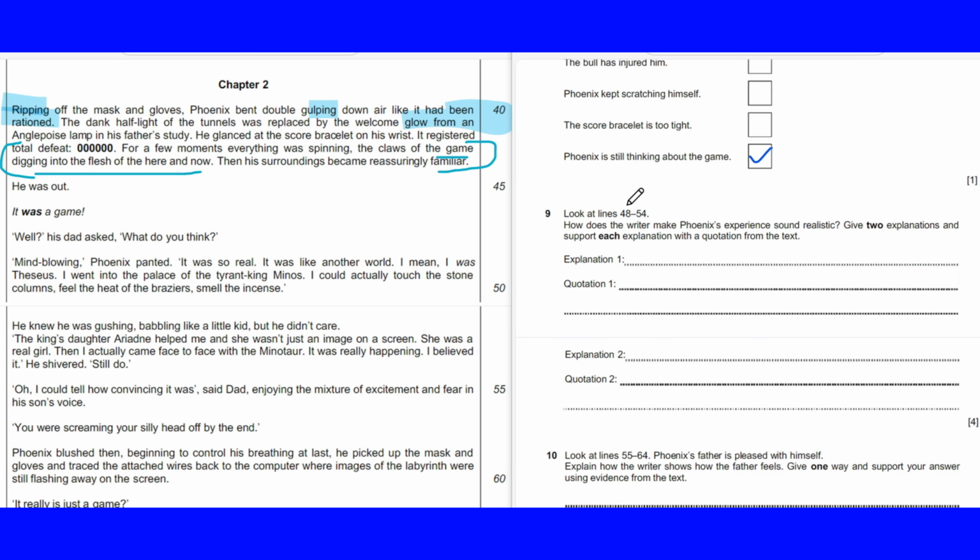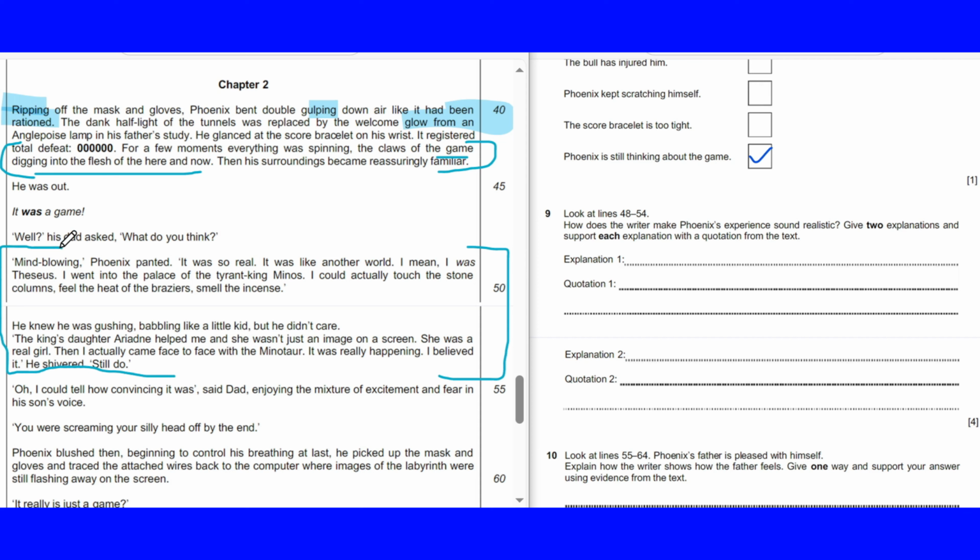Question 9, look at lines 48 up to 54. This section. Okay, how does the writer make Phoenix's experience of sounds realistic? Give two explanations and support each explanation with a quotation from the text. So see from this section, guys.